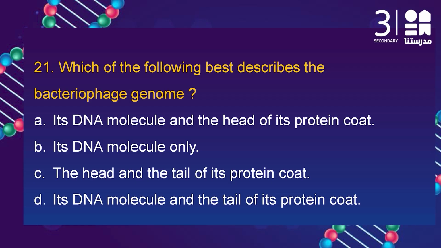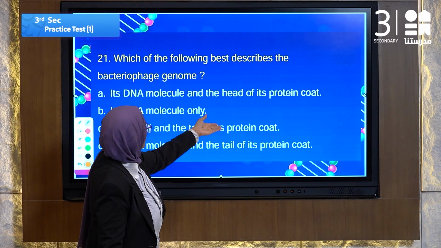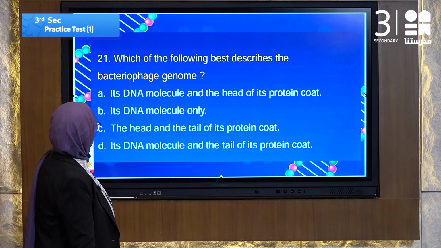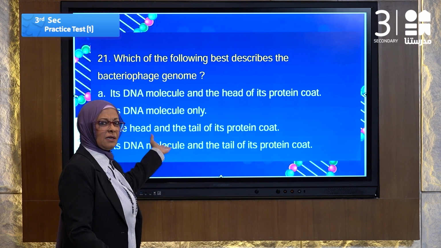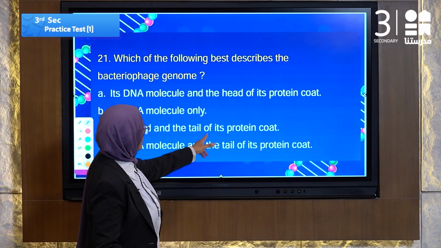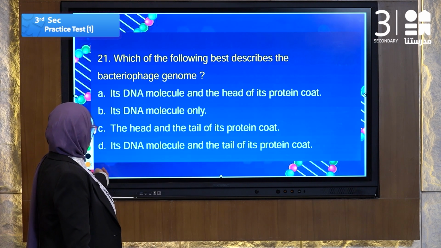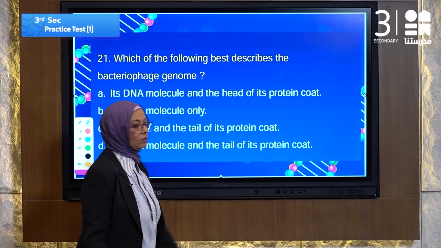Which of the following best describes the bacteriophage genome? A, a DNA molecule and a head with a protein coat. B, DNA molecule only. C, the head and the tail of its protein coat. D, its DNA molecule and the tail of its protein coat.